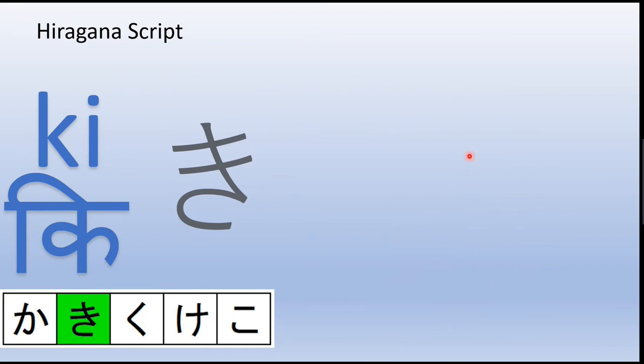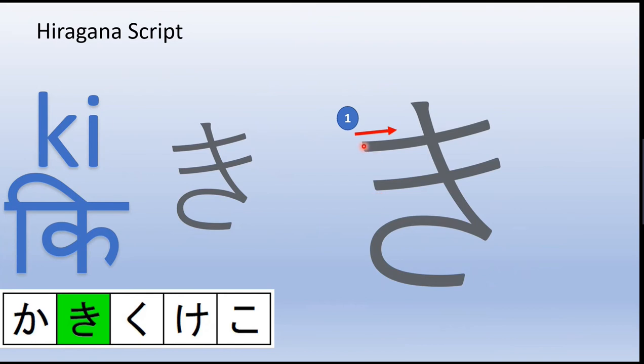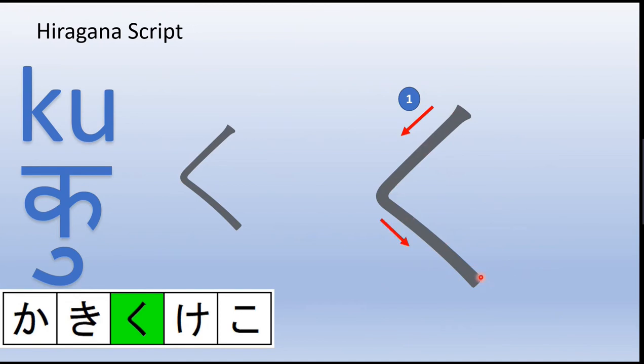Then the second one in this line is Ki. So we write first this horizontal line, the second horizontal line, and this is the third stroke in which we complete the letter. Ku. Ku is pretty simple one. So there is just a single stroke like this.